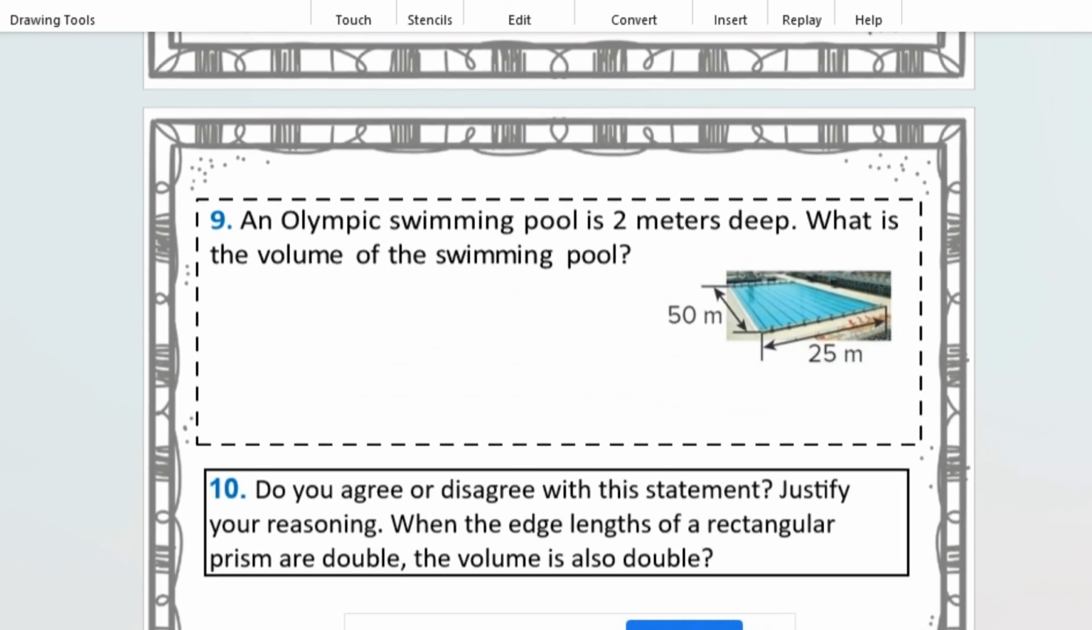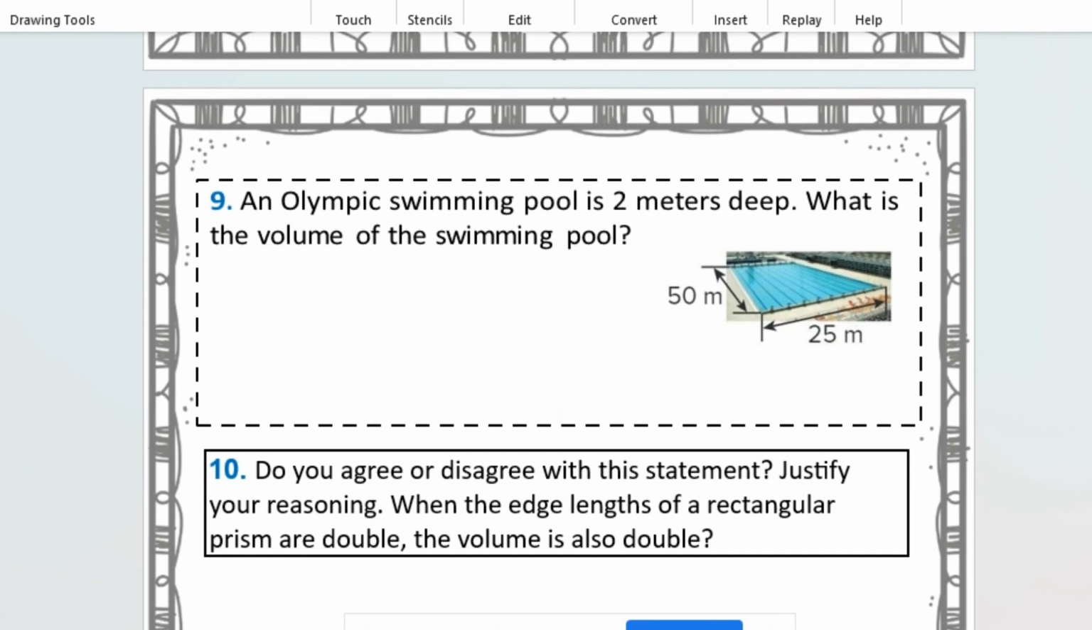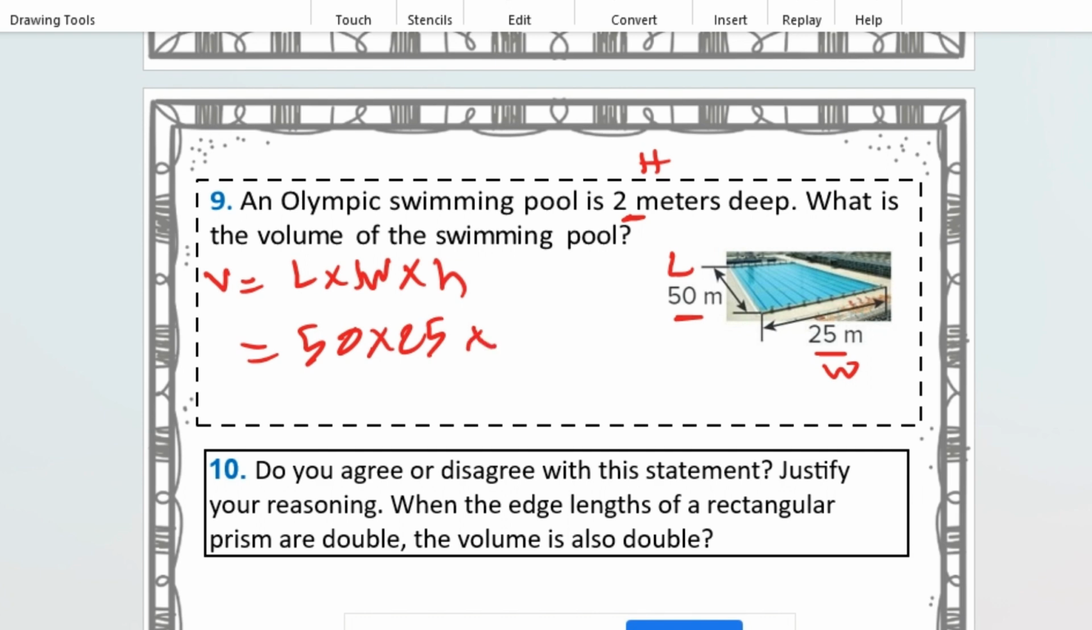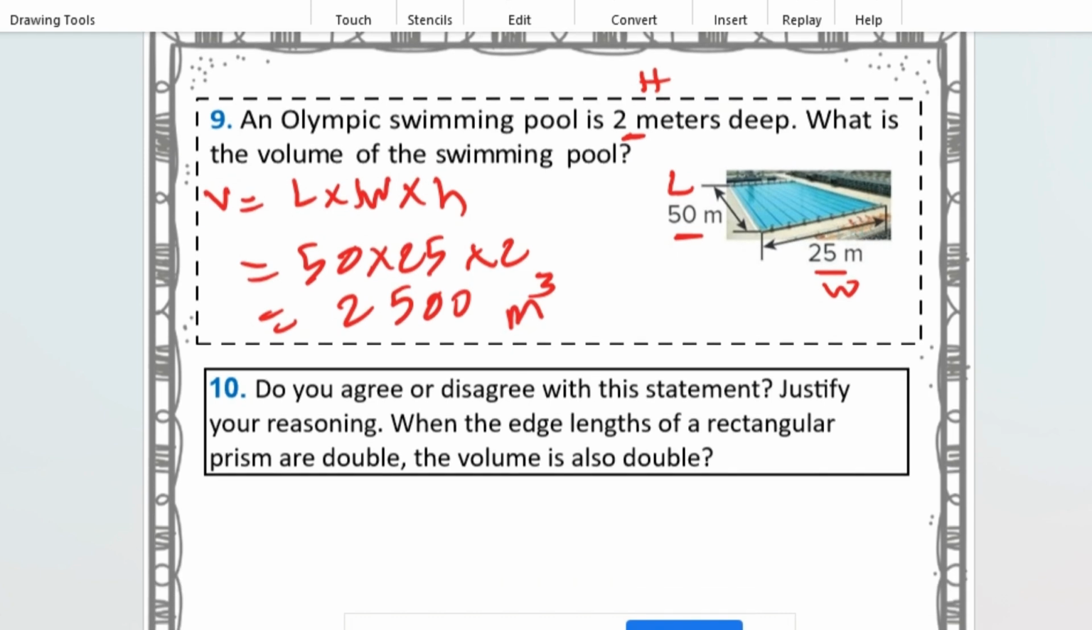The second question is extremely similar. An Olympic swimming pool is 2 meters deep. This refers to the height. What is the volume of the swimming pool? This is the L or length and this is the W width. So we use the second formula, V equals L times W times H, which will give us 50 times 25 times 2, which is what? 2500 meters cubed. Of course, it's a cubic unit because we are talking about the volume here.